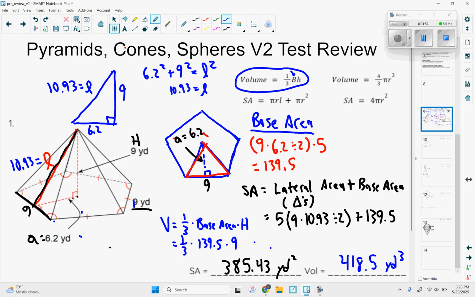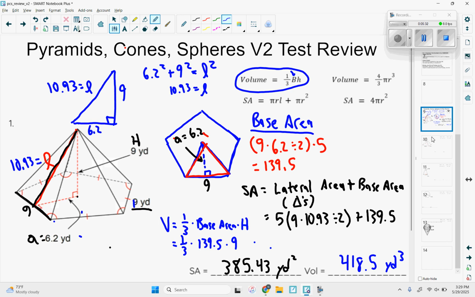So again, when you get a pyramid problem, if it's got a polygon base like a pentagon, you want to make sure you take care of the base first. That includes finding the apothem. You might have to use trig ratios in order to find that missing apothem. Then after that, you figure out your slant height. And then you can move on to using your surface area formula for pyramids, which is lateral area, the triangles, plus the base area. And use your volume formula that works for both pyramids and cones.